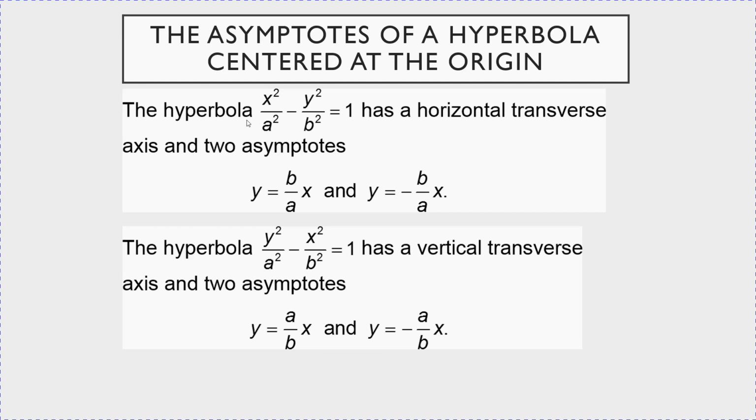The hyperbola y squared divided by a squared minus x squared divided by b squared equals 1 has a vertical transverse axis and 2 asymptotes. And notice the slight difference here. This is y is equal to a divided by b times x, and y is equal to negative a divided by b times x. And so we're going to use those to help us sketch the graph.